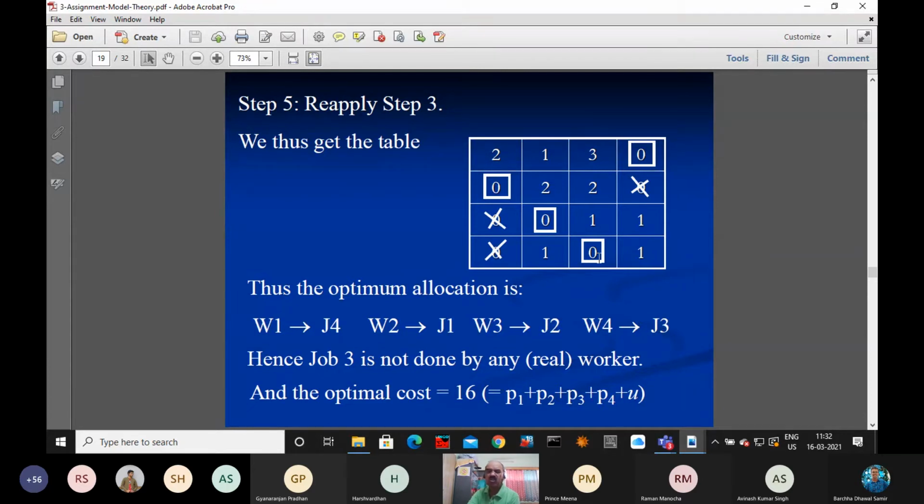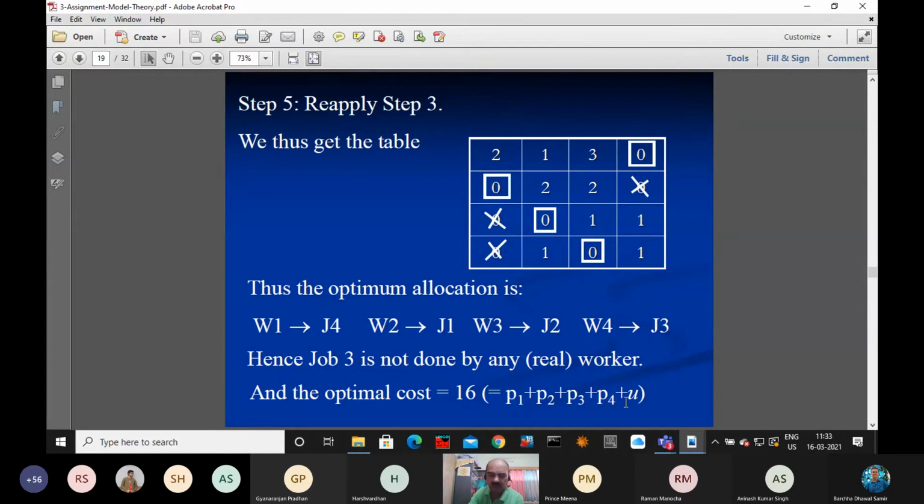Okay, this. Actually the fourth worker is not there. We have taken a dummy worker, so this will not be required. So only in the solution, what is happening to this? The solution cost. Hence job 3 is not done by a real worker. So the optimal cost is here. What is that? 16, there is P1, P2, P3, P4 plus U.